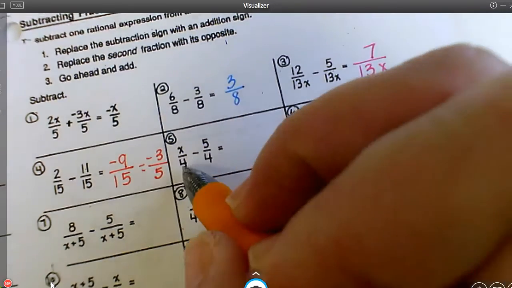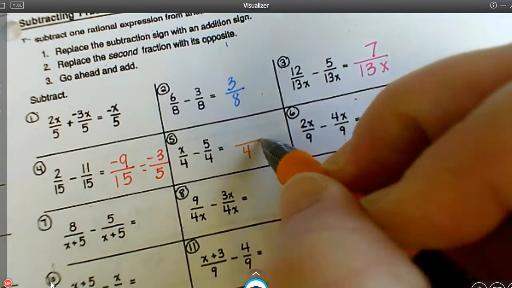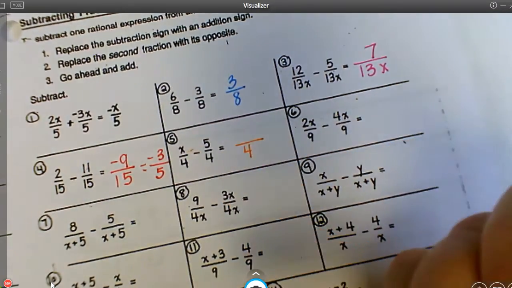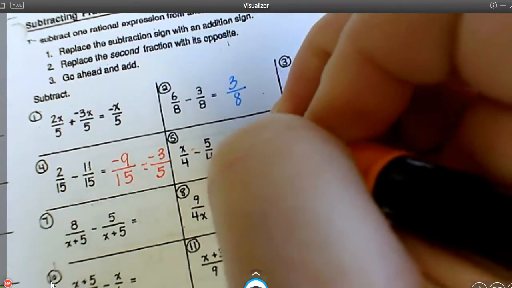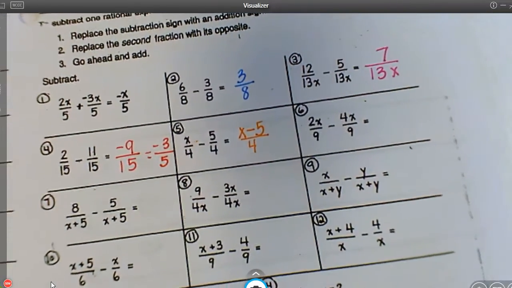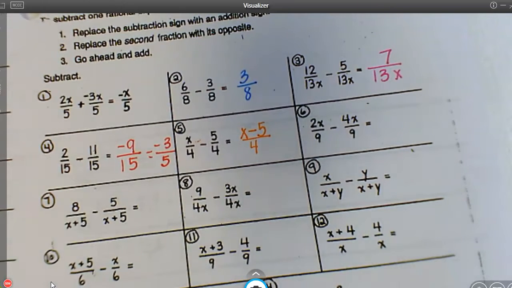Number 5. The bottom is just 4. We want to subtract here. They're not like terms. So that just means that we're going to put x minus 5 like that. So x minus 5 and then over 4.